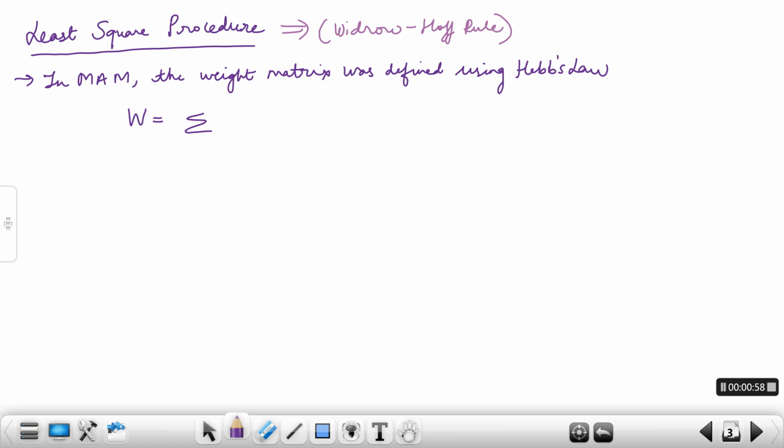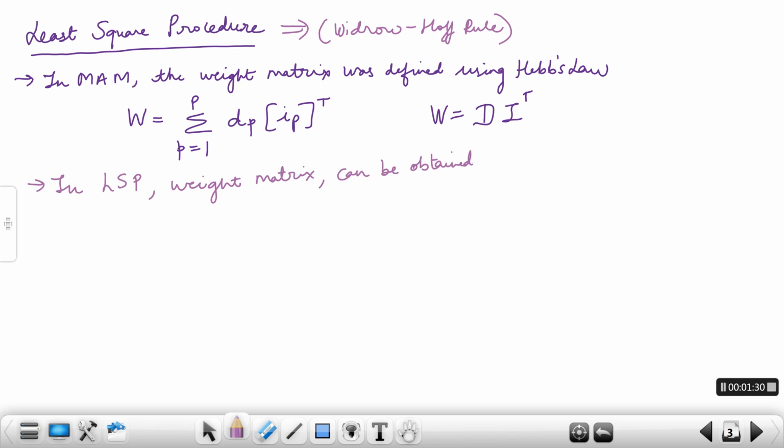So in MAM the weight matrix which was defined by using Hebb's law was given like this: summation of small p equal to 1 to capital P, dP into IP transpose. In matrix form it was given as D into I transpose. This way it was represented. Both these are matrices only, D and I.